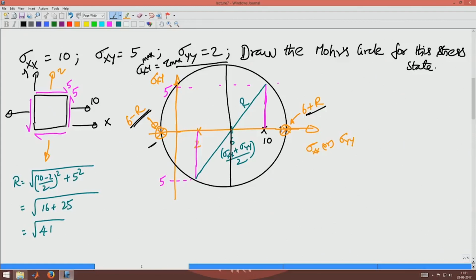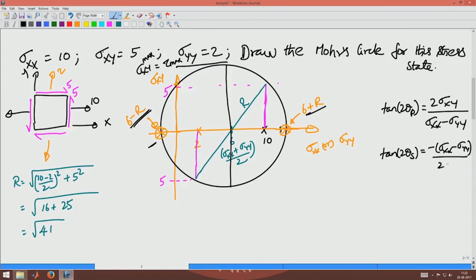Okay. So, now we have to mark what the angle 2 theta p and 2 theta s are in this circle. Okay. Now, we saw that tan 2 theta p was 2 times sigma xy divided by (sigma xx minus sigma yy), and tan 2 theta s was minus (sigma xx minus sigma yy) by 2 sigma xy, right.